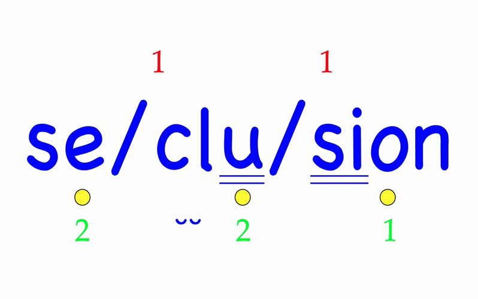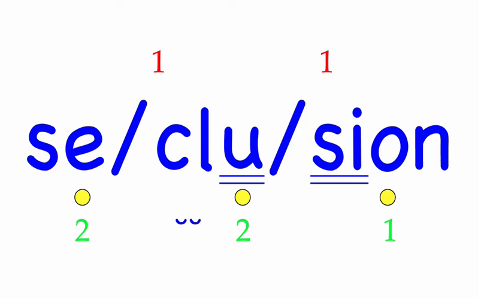Seclusion. Mark the word. Seclusion. U is representing its second long sound here, oo, as in dude. And SI is also representing its second sound, the ZH sound, zh.